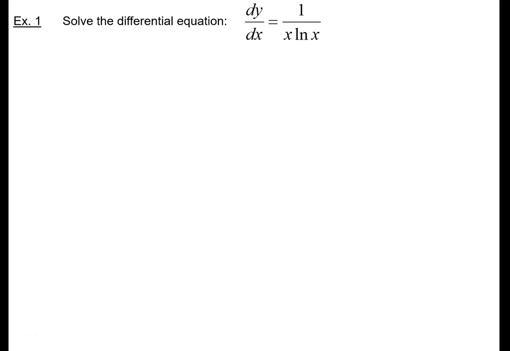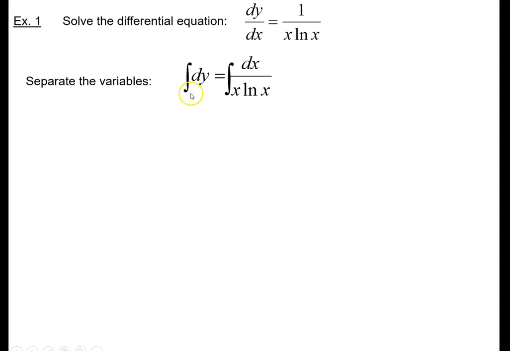It says solve the differential equation. So we have dy dx equals 1 over x times the natural log of x. So don't let the directions throw you. We're still integrating. Remember, to solve a differential equation, we want to separate the variables. That means we're going to move the dx to the other side where the x terms are. I'm going to leave the dy where it is, and we're going to integrate both sides.